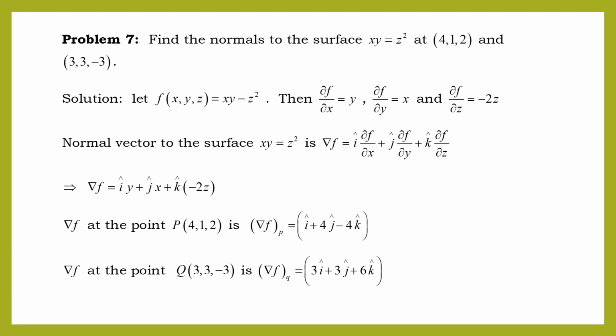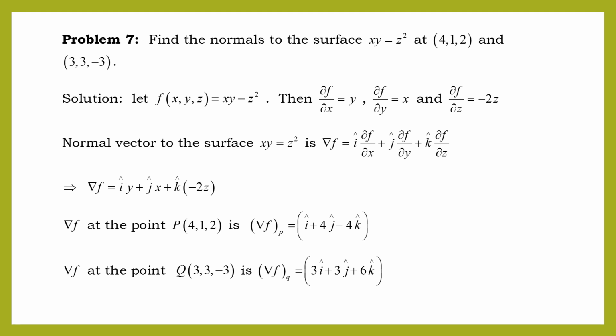Let us consider the surface f of x comma y comma z equals xy minus z square. Now, to find out a normal to this surface, we need to find out its gradient. Finding normal is same as finding gradient. To find out the gradient of the function f of x comma y comma z equals xy minus z square, we need to find out its partial derivatives, dou f by dou x, dou f by dou y and dou f by dou z.